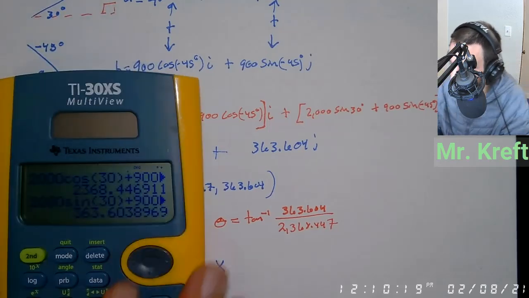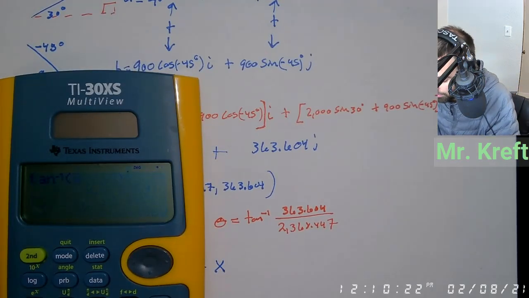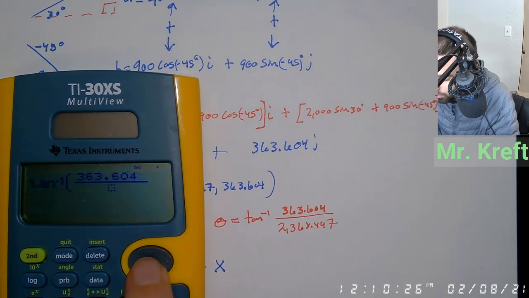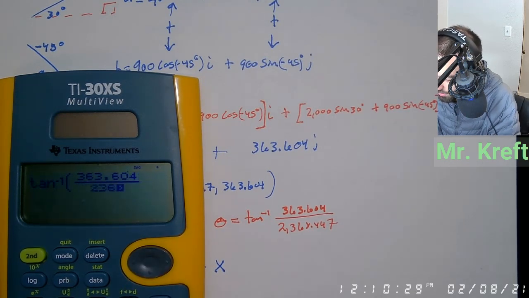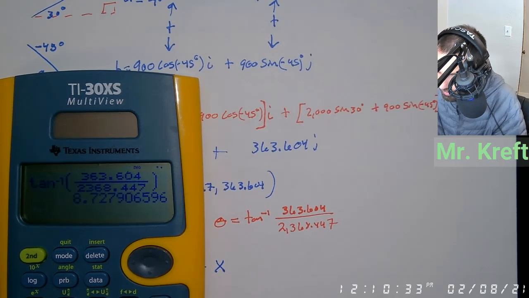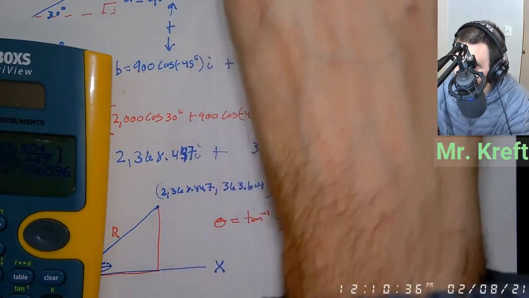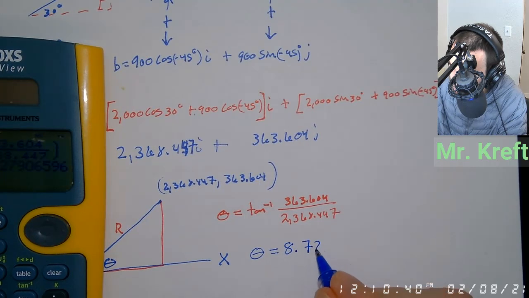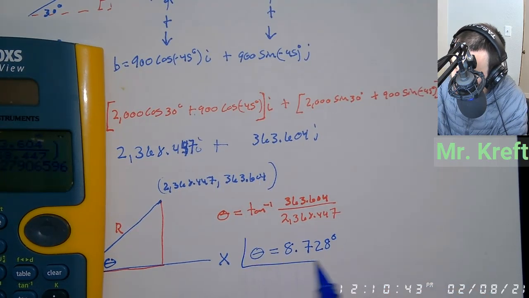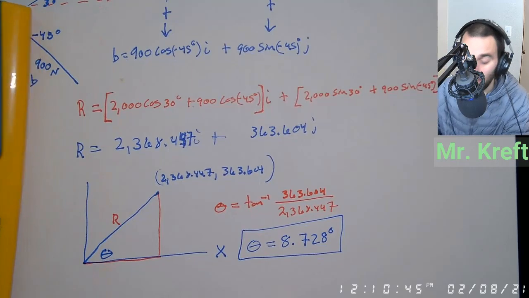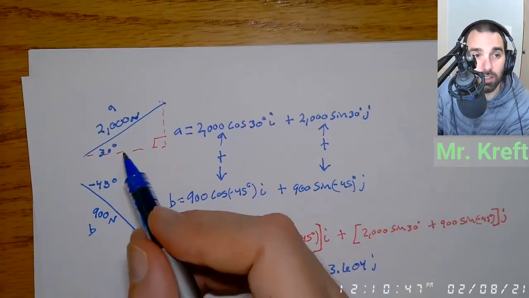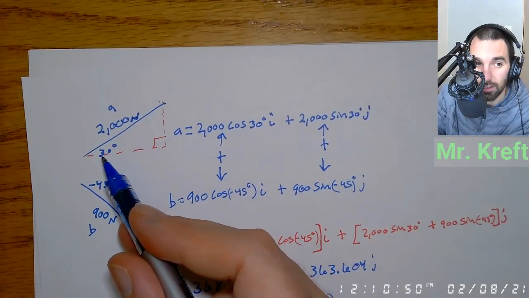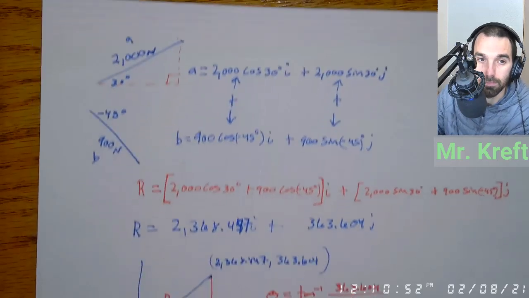So I type that into my calculator. What do we get? I get tangent inverse of 363.604. Now I know I'm rounding. I shouldn't be rounding. I'm running out of time. Okay. And I get, boom. So my angle is about 8.728 degrees. Okay. Which makes sense because if we look at this, right, there is more force going up, so we would think that it goes up a little bit, right?